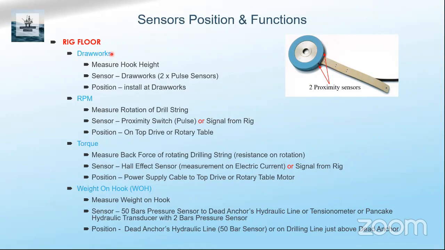The first one is the drawworks sensor. As I mentioned, it measures the hook height. It has two pulse sensors. It's a proximity sensor, a very small one. This is moving freely. Whenever it moves up or down, clockwise or anti-clockwise, it will understand. That's how the hook movement is monitored, and also recorded.